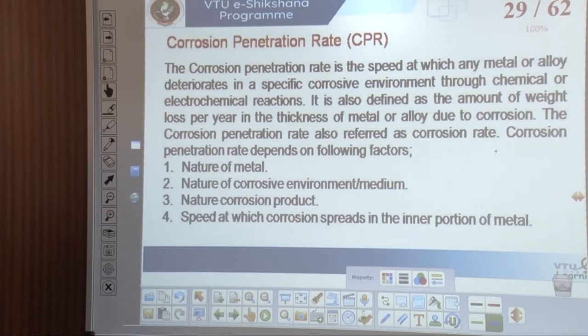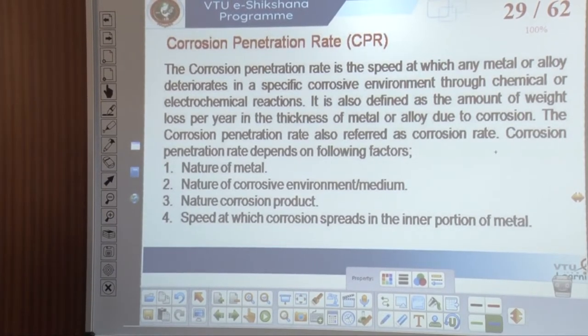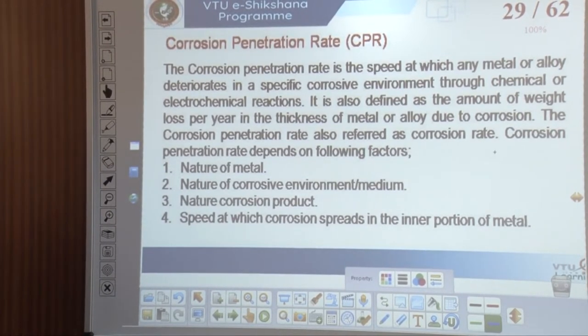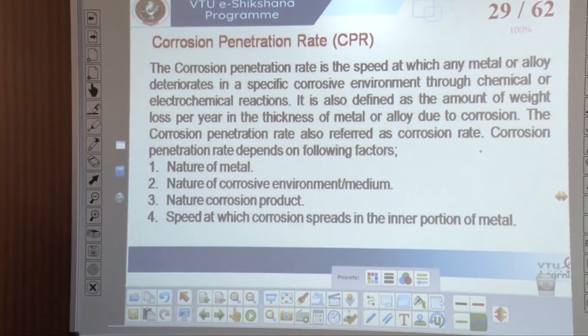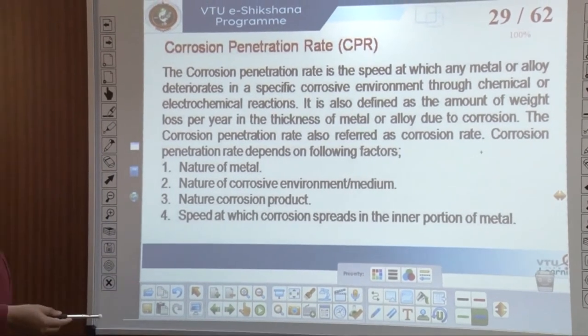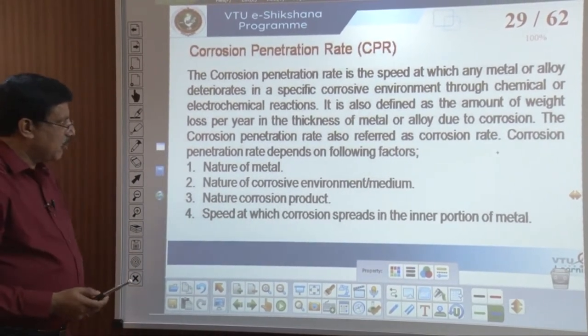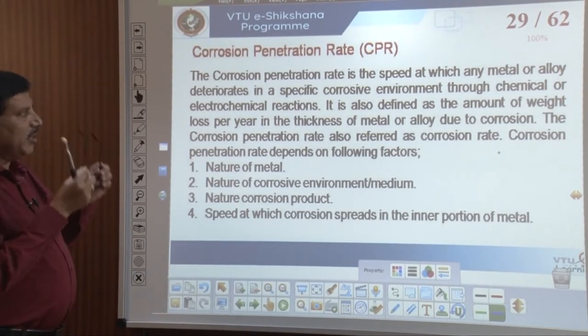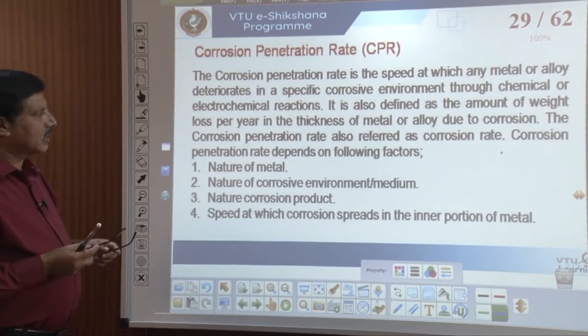Today's session, we are going to discuss corrosion penetration rate, followed by numerical problems. Corrosion penetration rate, CPR, or corrosion rate, CR, is the speed at which any metal or alloy degrades in a specific corrosive environment through chemical or electrochemical reaction.